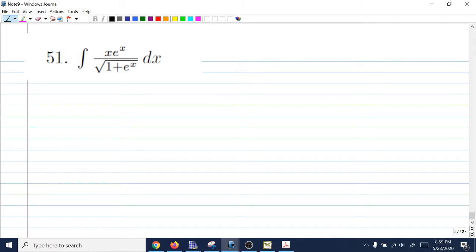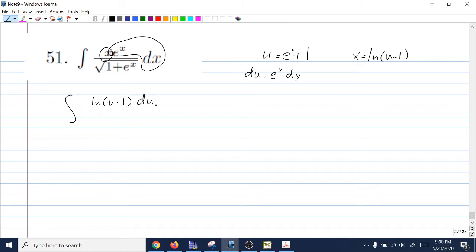I guess I want to try the substitution u equals e to the x, or maybe e to the x plus 1. E to the x plus 1 looks better. I can soak up the plus 1 while I'm doing this. So du is going to be e to the x dx, and x is going to be natural log u minus 1. This turns into the integral of natural log u minus 1. These two things are du. That thing is square root u. The du is already there.